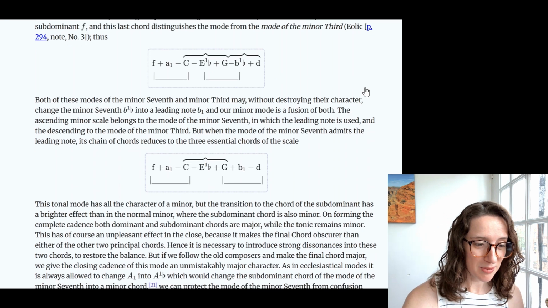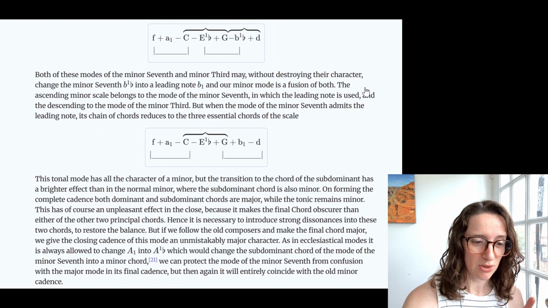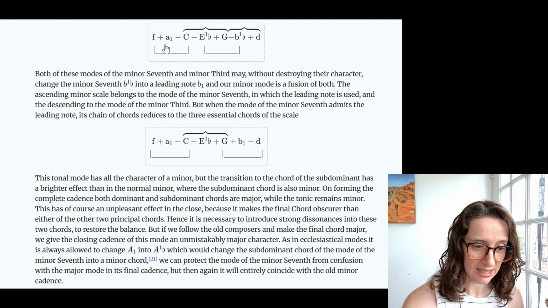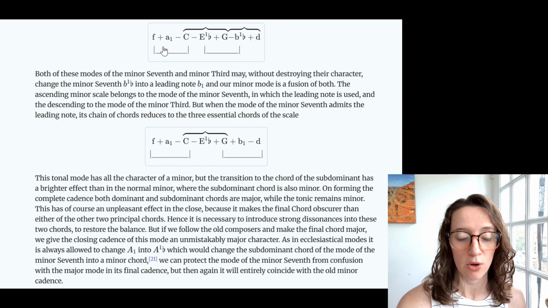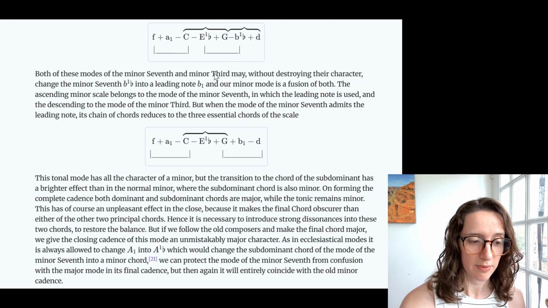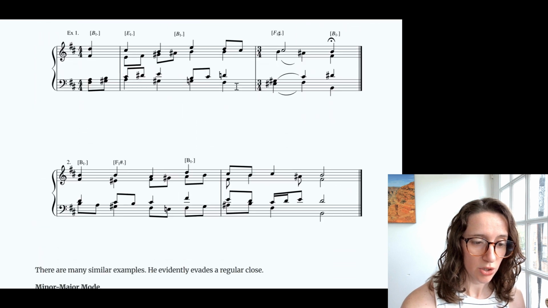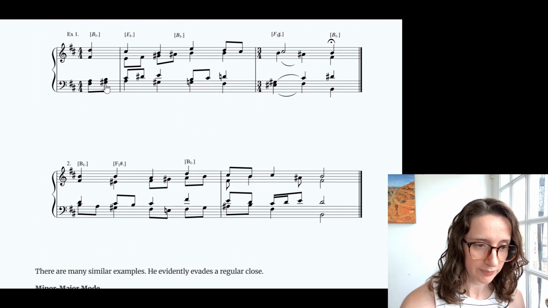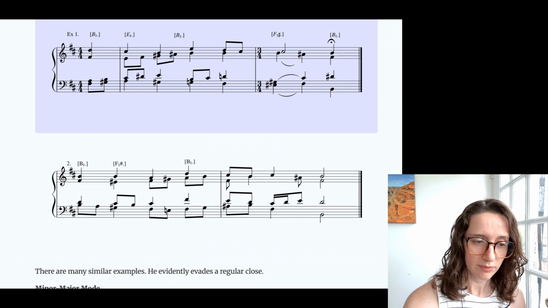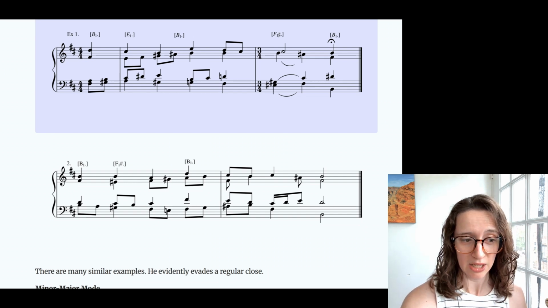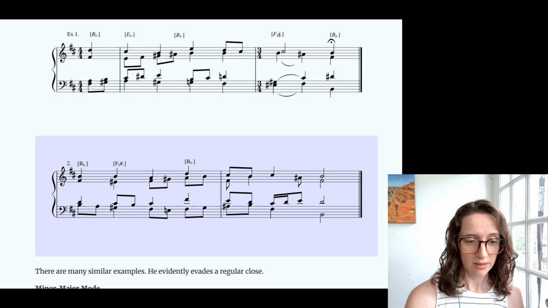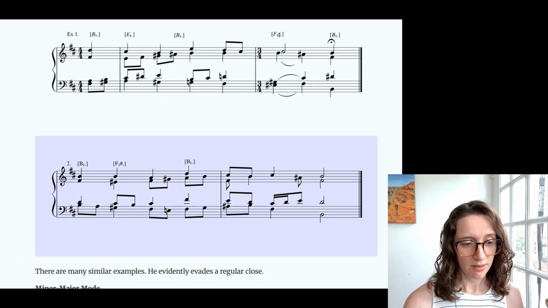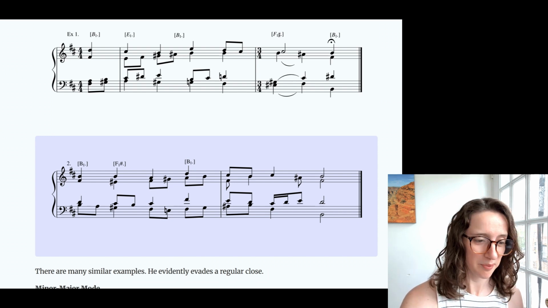So the way that Bach seems to write in this mode is to use this major sixth in other chords during the closing cadence. So here are two examples. That one ending in a major. And that one ending in a minor.